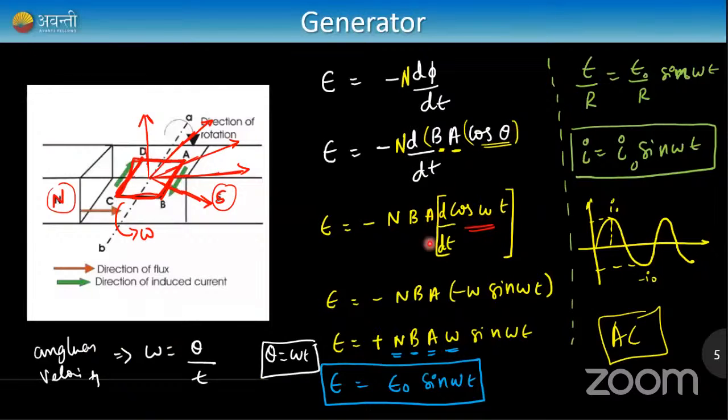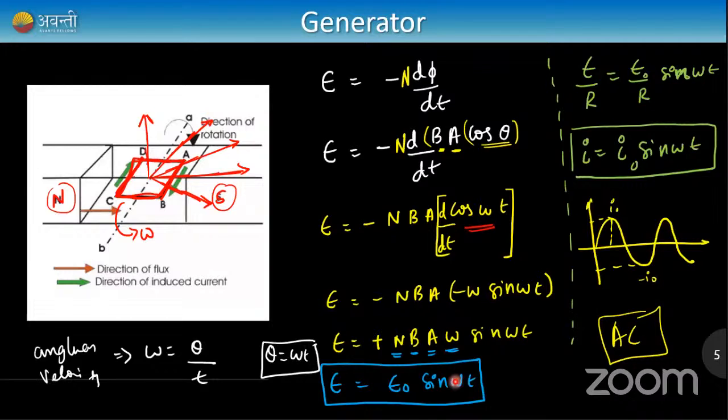After this differentiation using basic differential calculus, what do I get? I get this differential as minus omega sine omega t, where omega is the angular velocity. After getting minus and minus, I'll multiply and get positive nBA omega sine omega t. So n is a constant, B is a constant, A is a constant, omega is a constant. A constant multiplied by a constant will always be a constant. I'm writing that constant as E naught, and sine omega t as it is.